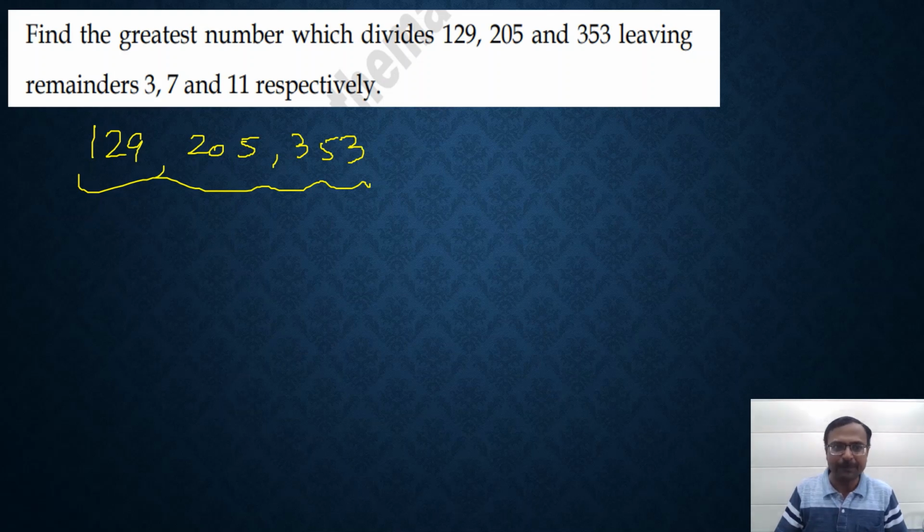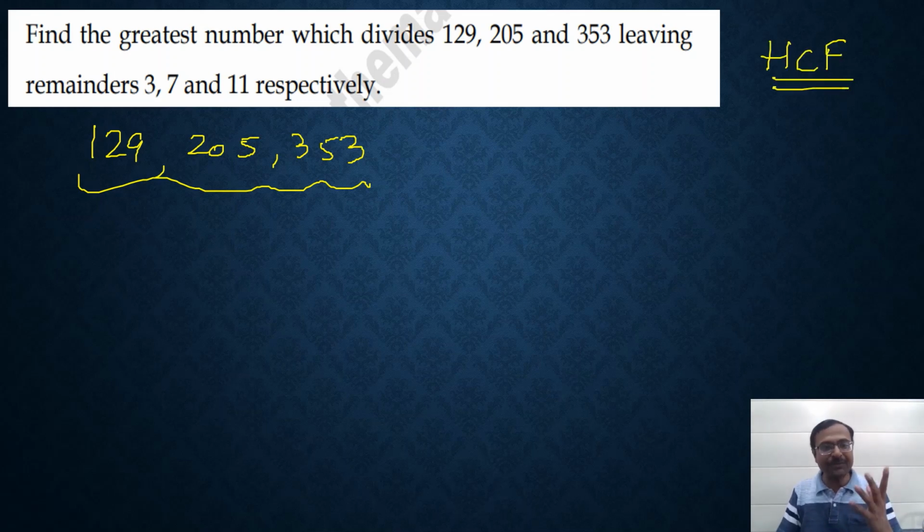So watch this carefully. See, if we are trying to find a divisor, that means a number which divides these three. The divisor is always less than the numbers, right? It cannot be greater than the number. The divisor is never greater than the number. So if you are finding something which is less than the numbers, then it is a problem of HCF. So the identification is really important. How do you identify whether this is a question of HCF?